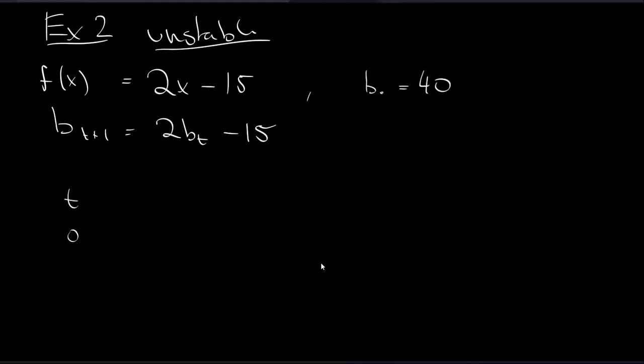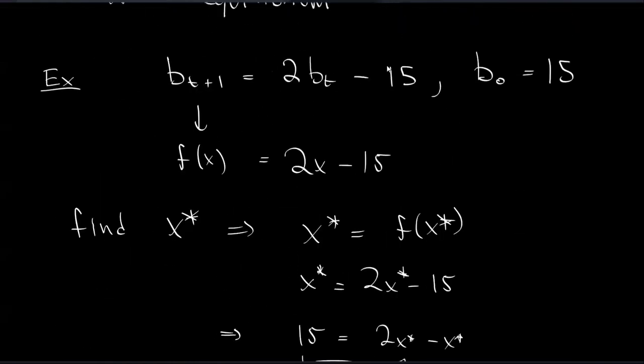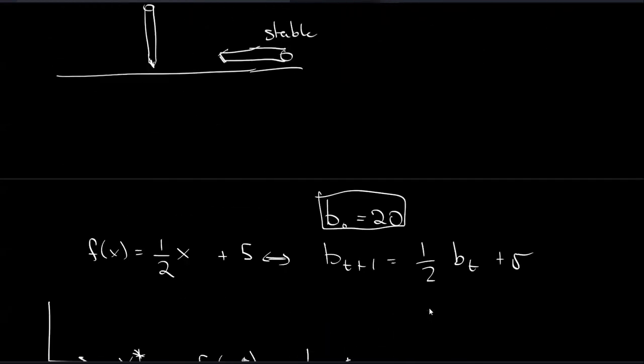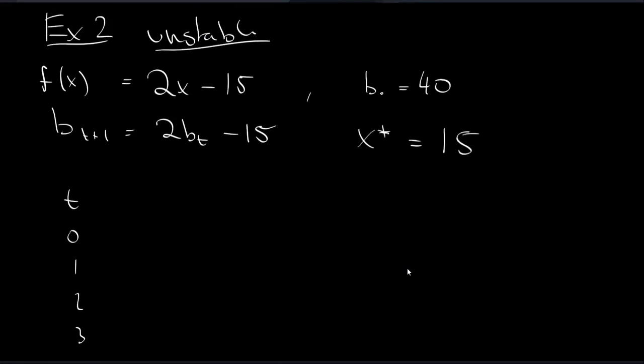So as t goes on, 0, 1, 2, 3, remember the equilibrium here, x star, is 15. Because if we plugged 15 into our discrete system, we got back 15. So we know that's the equilibrium, but let's see what happens when we let our system do its thing. Initially, we get 40. We multiply by 2 and subtract 15. So 40 times 2 is 80, minus 15 is 65.